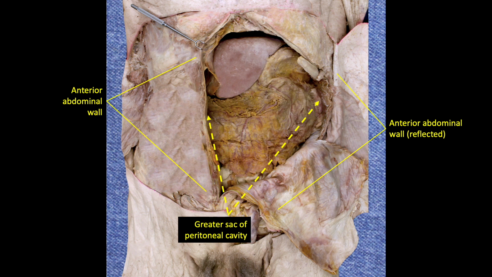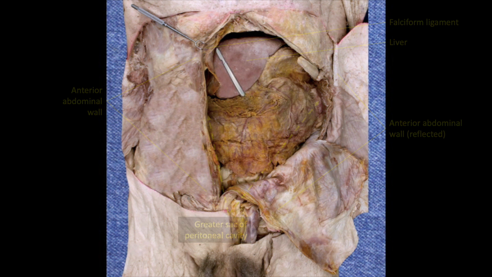The first organ we note is the liver, and a membrane is attaching the anterior surface of the liver to the posterior aspect of the anterior abdominal wall. This membrane is the falciform ligament and is a remnant of the embryological tissue in which the liver developed. At this point, we need to cut the falciform ligament from the posterior aspect of the anterior abdominal wall and finish reflecting the anterior abdominal wall as shown in the next slide.